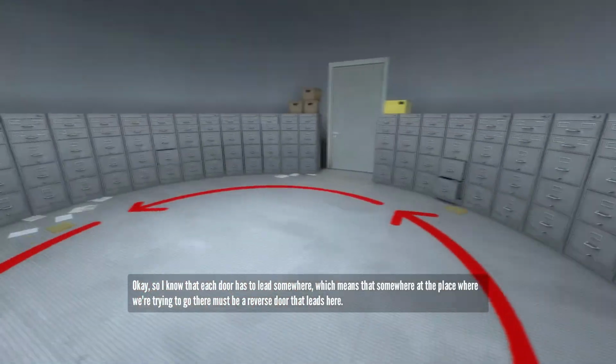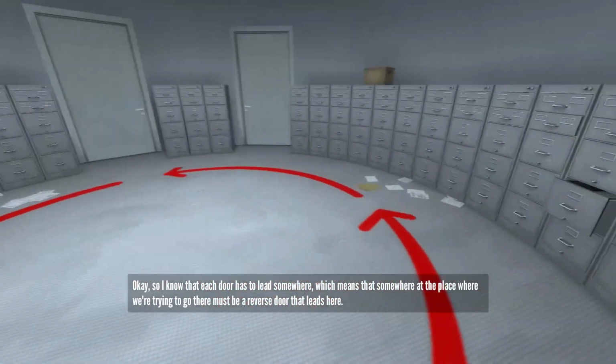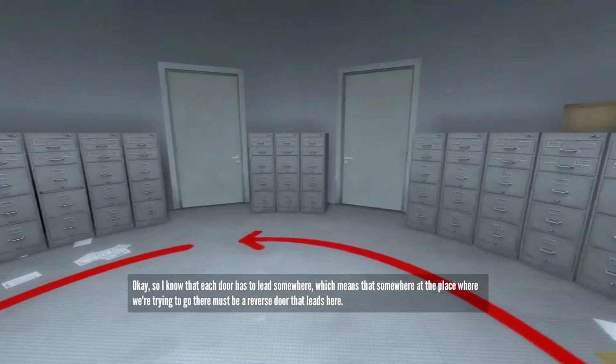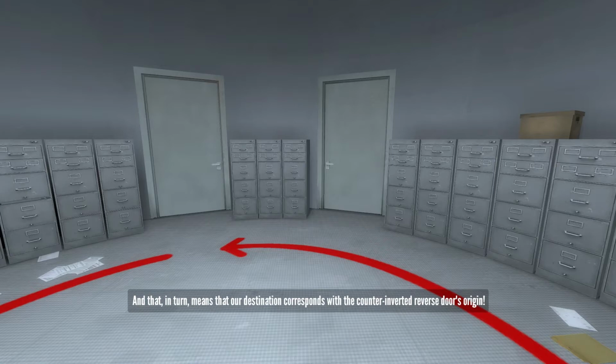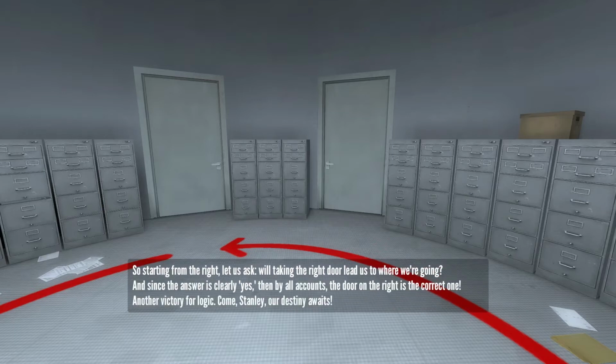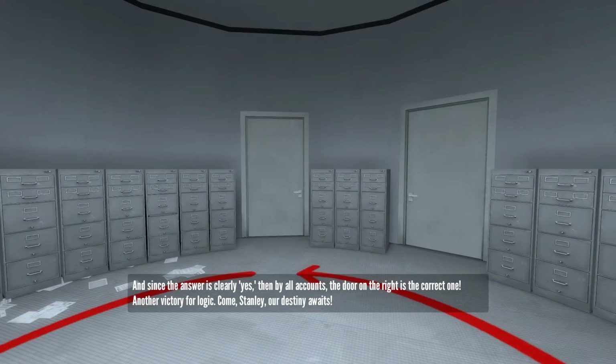Okay, so I know that each door has to lead somewhere, which means that somewhere at the place where we're trying to go, there must be a reverse door that leads here. And that in turn means that our destination corresponds with the counter-inverted reverse door's origin. So starting from the right, let us ask, will taking the right door lead us to where we're going? And since the answer is clearly yes, then by all accounts, the door on the right is the correct one. Another victory for logic. Come, Stanley, our destiny awaits.